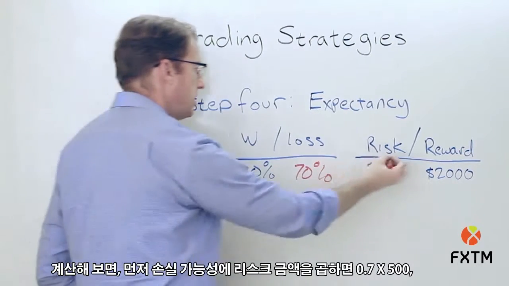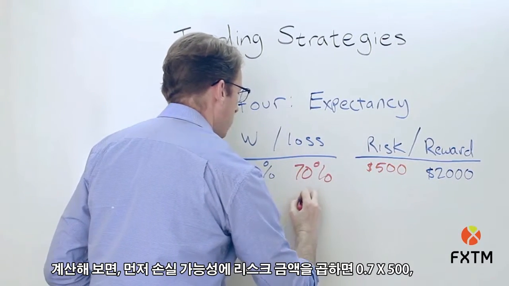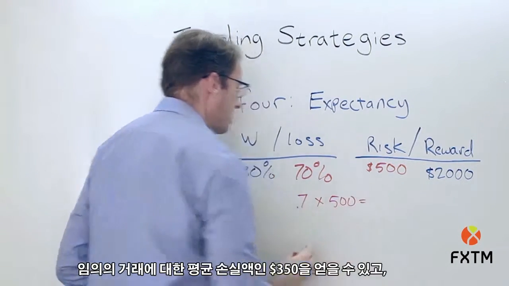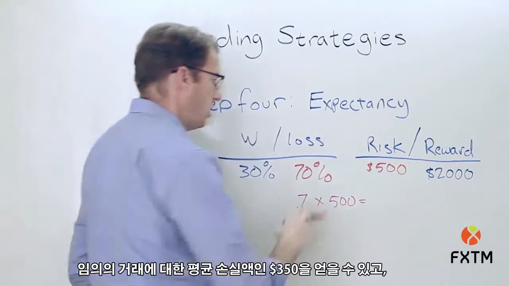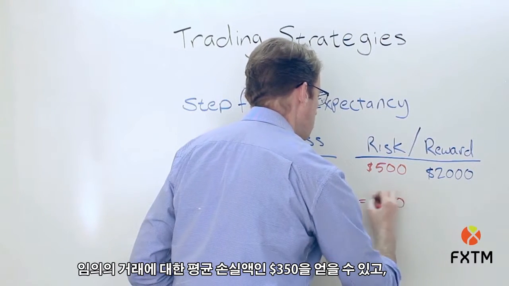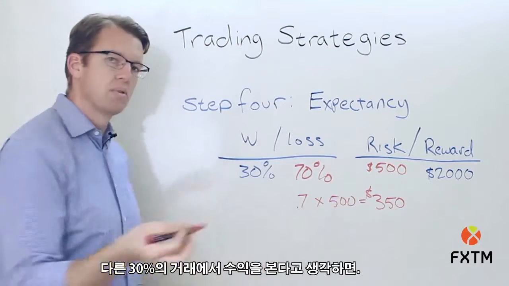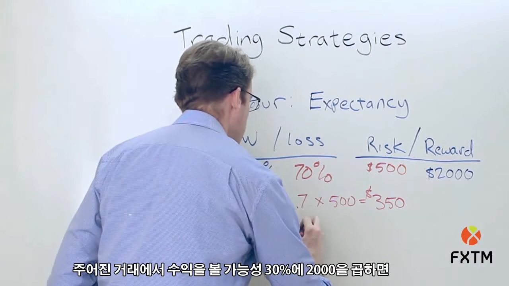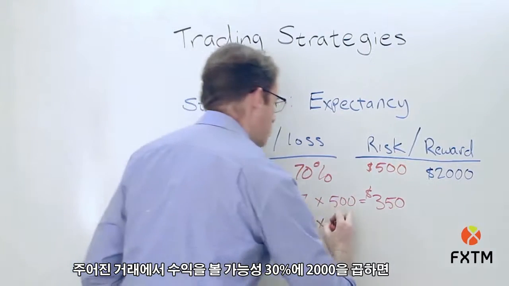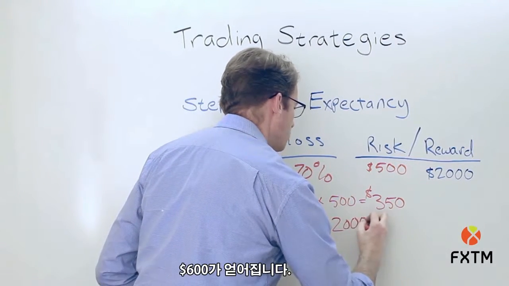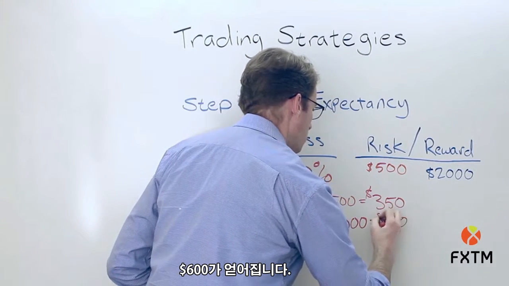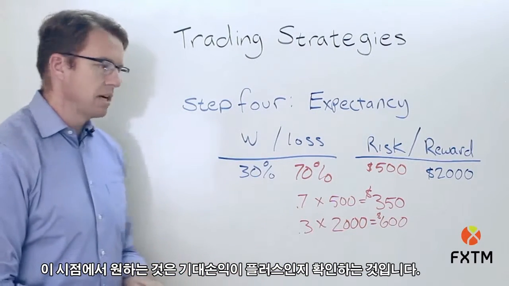So let's do that. We'll do the loss and the risk first. So 0.7 for 70% times 500 gives us an average loss here. So on any given trade, we think on average that's going to lose $350 if we weight this, assuming that the other 30% are winners. Now, in a given trade, we would assume that the winners, so we're going to times 0.3 for 30% times 2,000 equals $600.